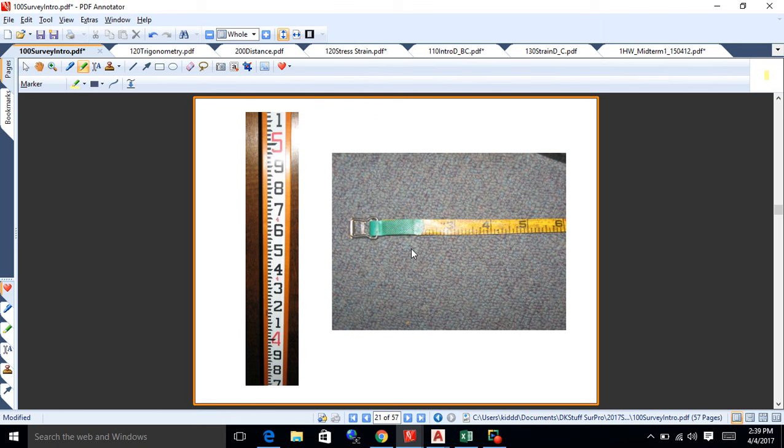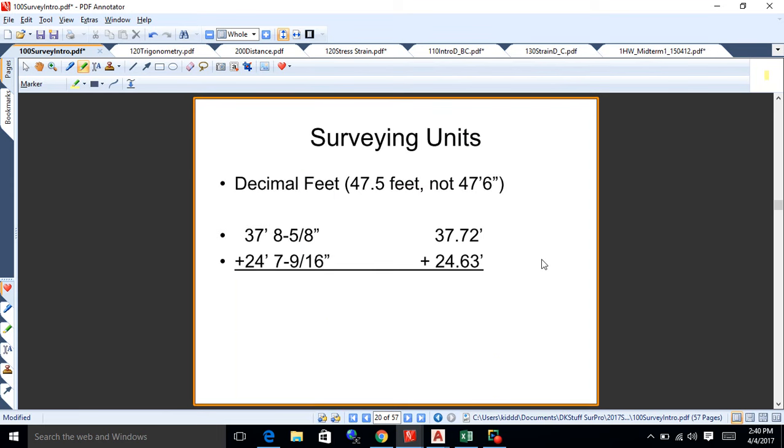So notice this surveying rod. There's 4 feet. There's 5. 1, 2, 3, 4, 5, 6, 7, 8, 9, 10. Not 12, 10. Just be aware of that. So we use feet and tenths. Now let's see why we do that.